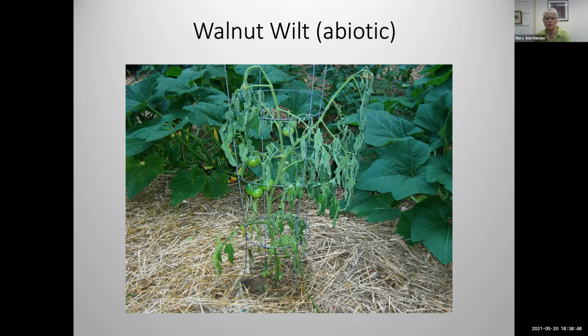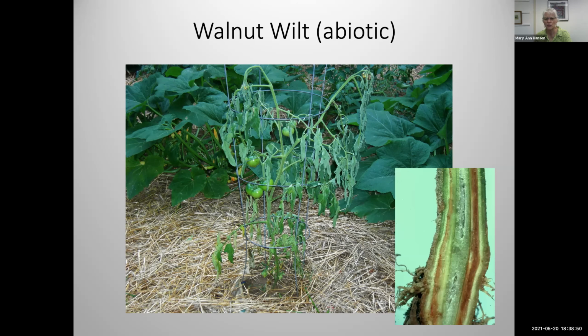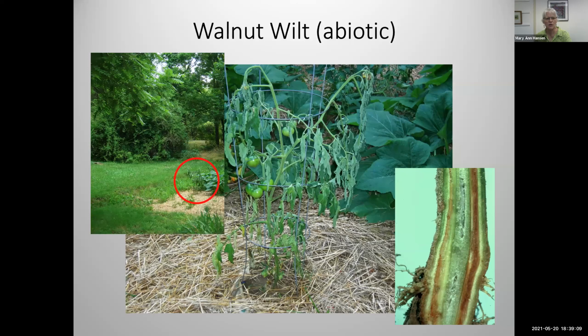And so, you might cut that stem open to look for that vascular discoloration. And in this case, you would see that vascular discoloration. So it looks like a vascular wilt disease, but it's actually an abiotic problem. And you wouldn't necessarily know that unless you know that there's a walnut tree nearby. So in this case, the tomato is there in the red circle, and then you can see the foliage of the walnut tree in the upper left-hand corner of that picture there.